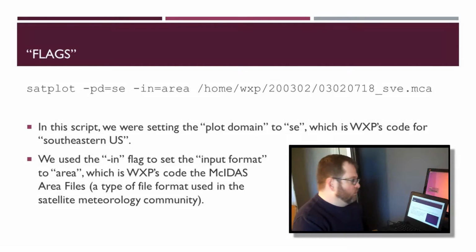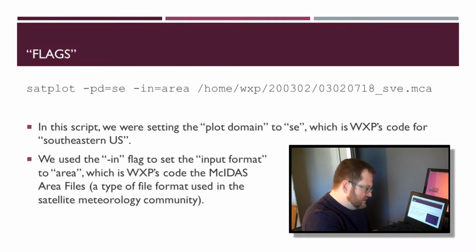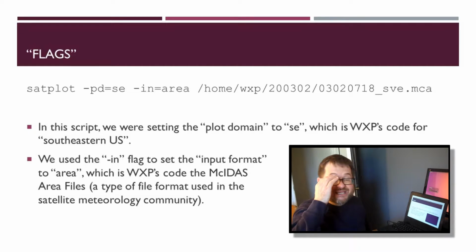All right. In this particular case, we actually get a second example of that, and that is the minus IN flag. Here we are setting minus IN equals area. Minus IN happens to be the flag that controls the input format of the file. We have a file here that we're going to be loading. The file is in /home, the folder called home. Everybody inside of home has their own, including you. I happen to be logged in here as WXP. And so in the home folder, WXP, in the 2003 February folder, it was file 03020718, and then it's satellite visible east.mca. And that .mca file happens to be a McIDAS area file.